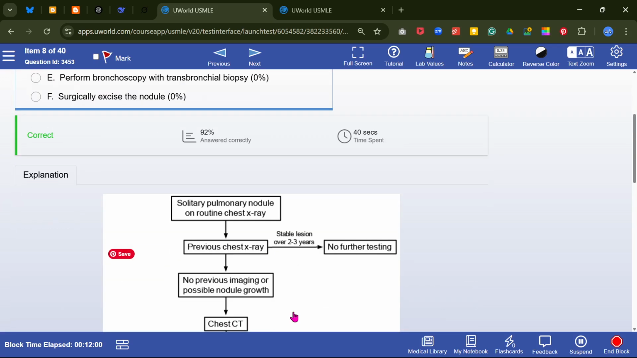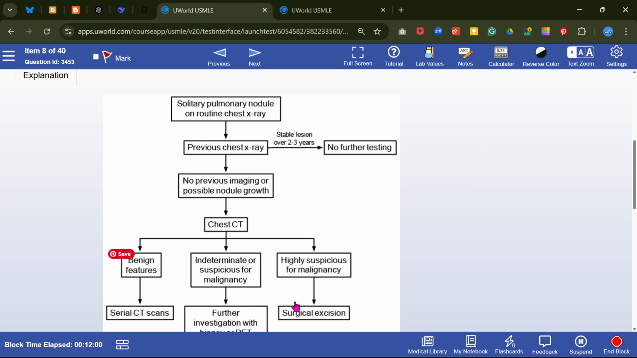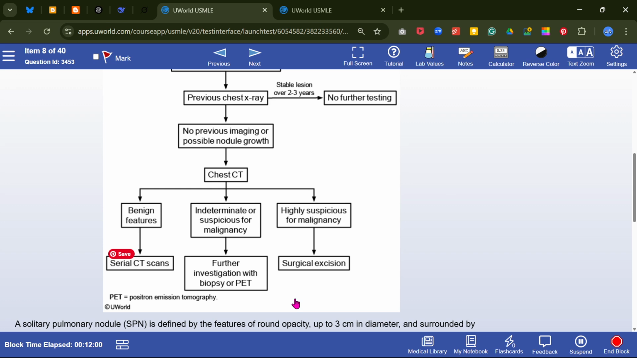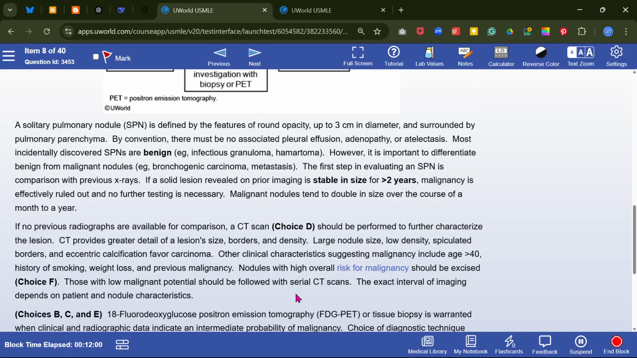Okay, SPN, solitary pulmonary nodule on routine X-ray. If you find a solitary pulmonary nodule on routine X-ray, previous X-rays should be seen. Stable lesion over 2 to 3 years, no further testing. With no previous imaging or possible nodule growth, do a CT scan. If it is chest CT, if it has benign features, serial chest scans. If it is indeterminate or suspicious for malignancy, further intervention with biopsy or PET, positron emission tomography. If it is highly suspicious for malignancy, surgical excision.